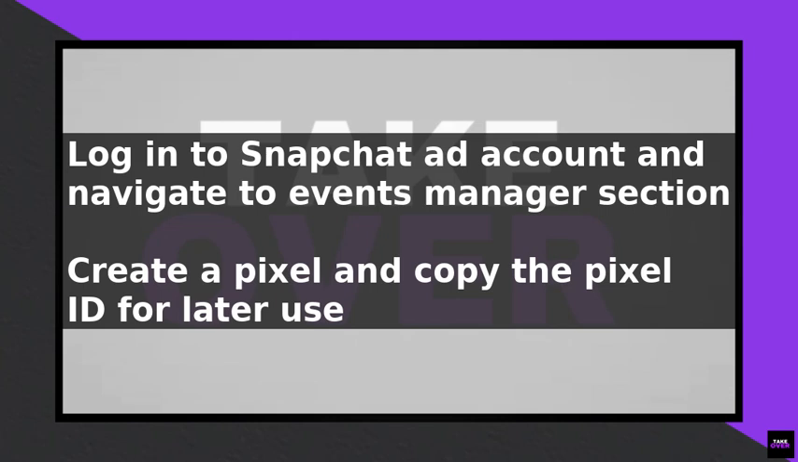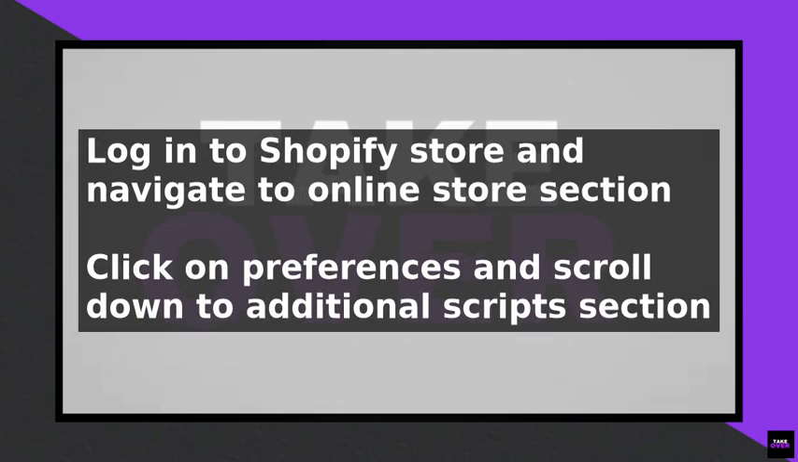First, log into your Snapchat ad account and navigate to the Events Manager section. Here, you will find the option to create a pixel. Click on Create Pixel and follow the prompts to set up your pixel. You will be given a pixel ID, which you will need to copy and save for later use.